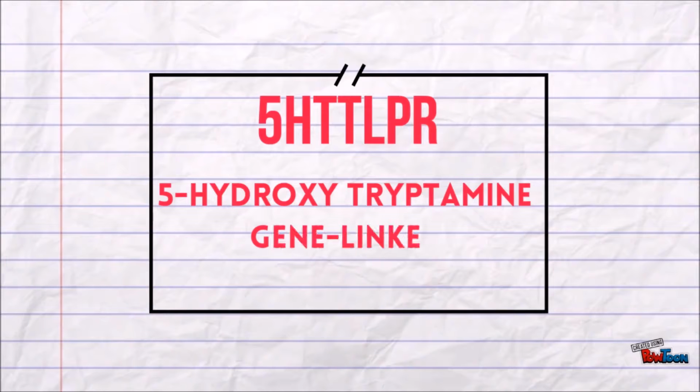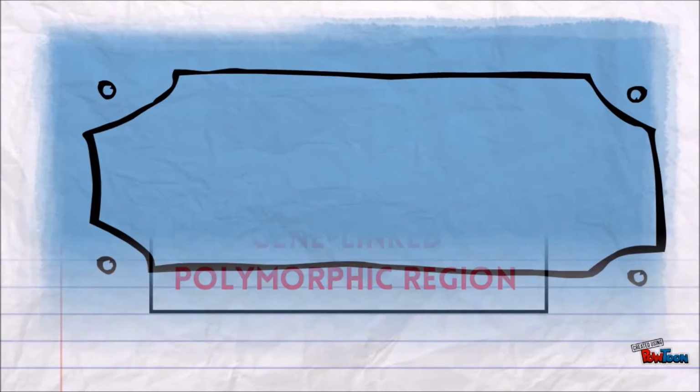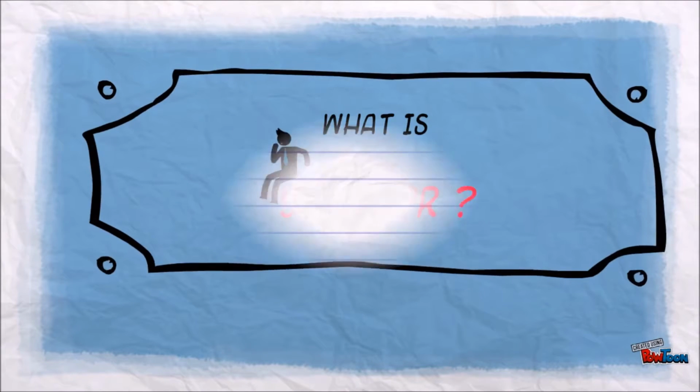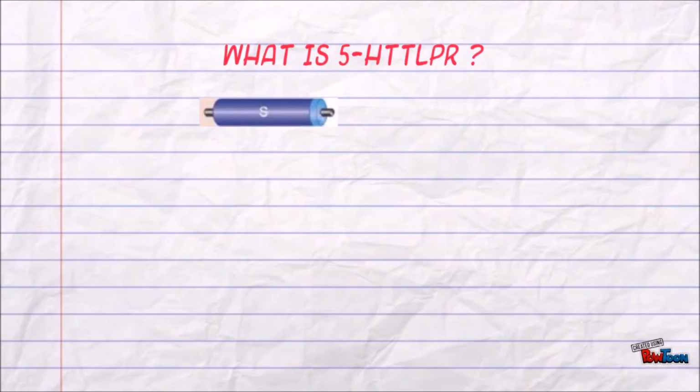5HTTLPR, the 5-hydroxytryptamine gene-linked polymorphic region. So what is 5HTTLPR? 5HTTLPR has two types, short type and long type.